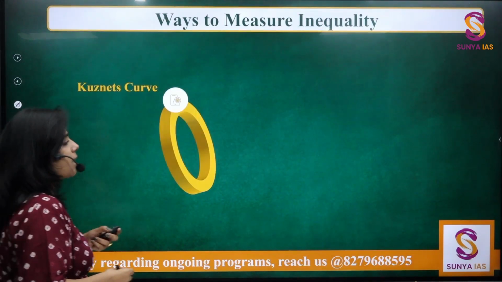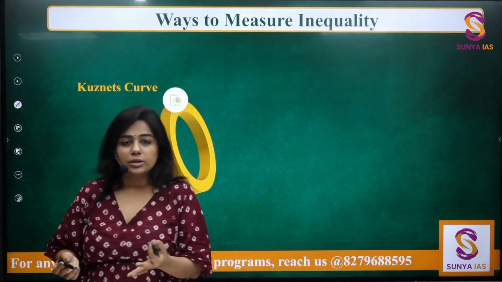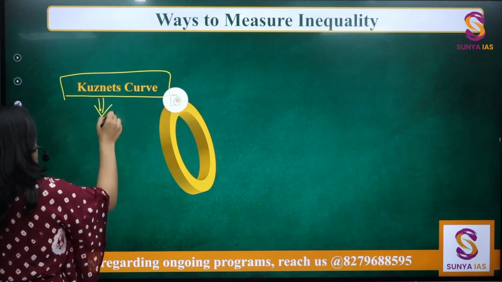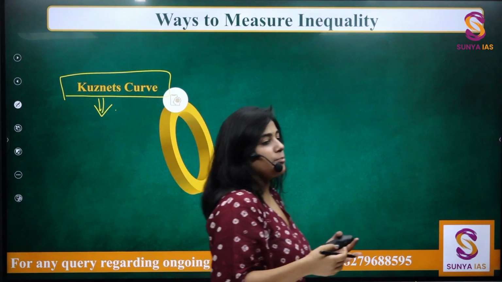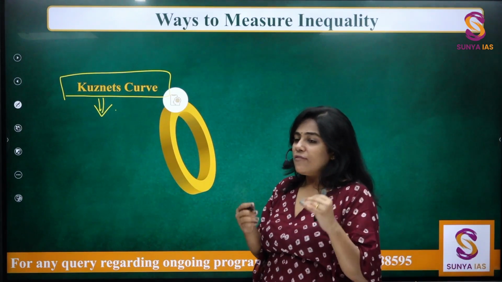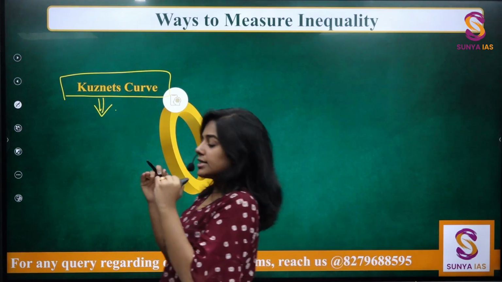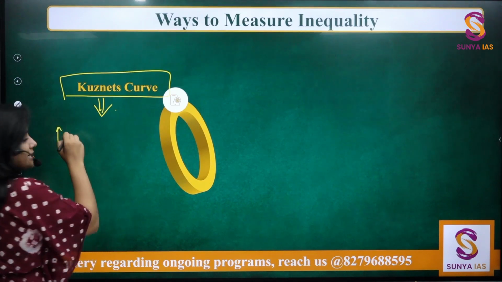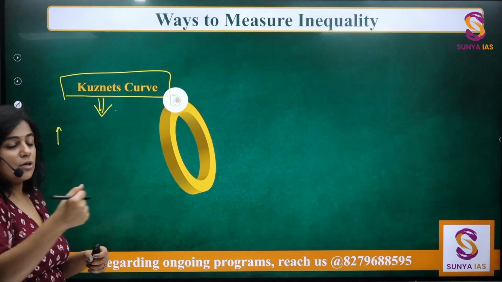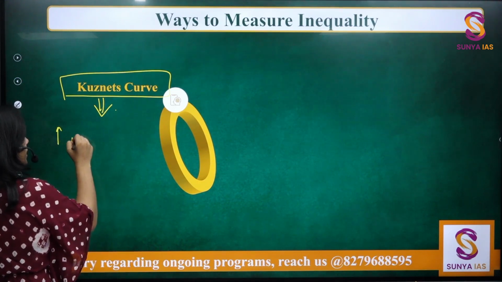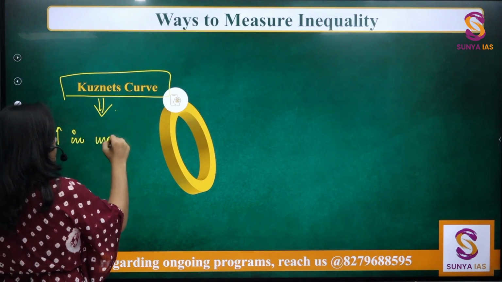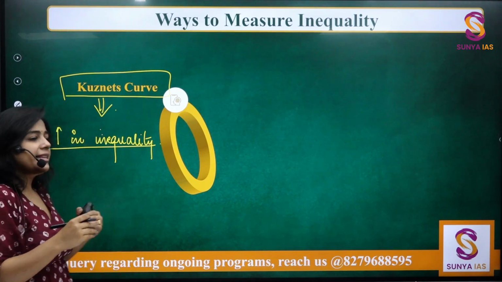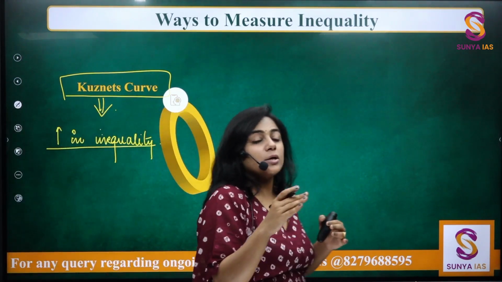Now let's come to the ways to measure income inequality. One way, and a very famous way, is the Kuznets curve. Now the Kuznets curve tells us, and this is important for prelims also, that when an economy is growing, as the GDP of that economy increases, initially there will be an increase in inequality. Then there will come a plateau. Why will there be an increase in inequality?